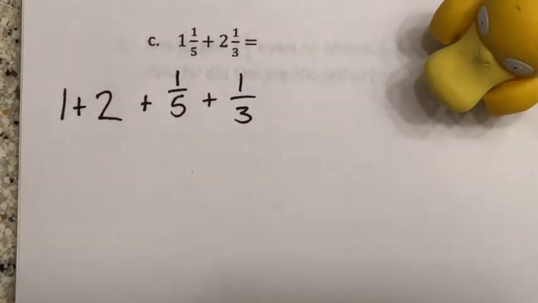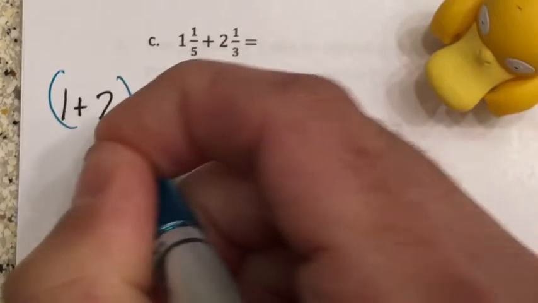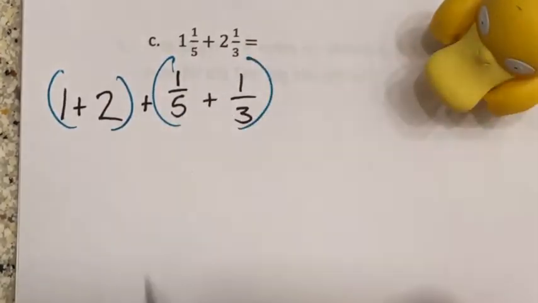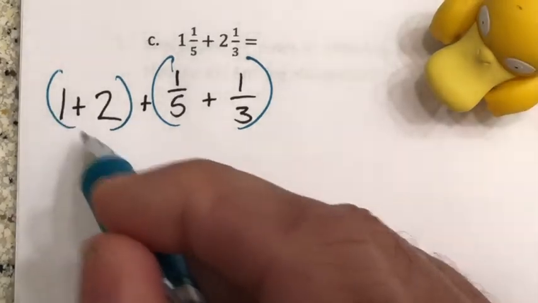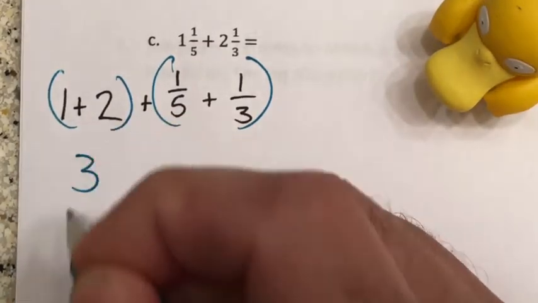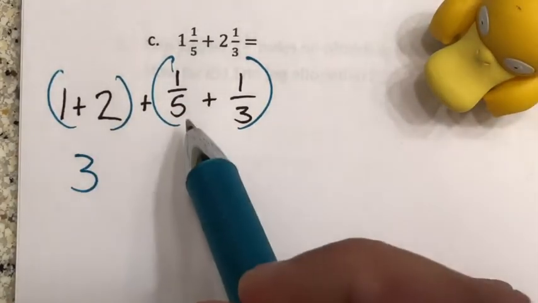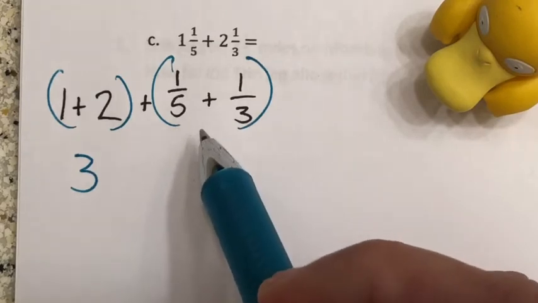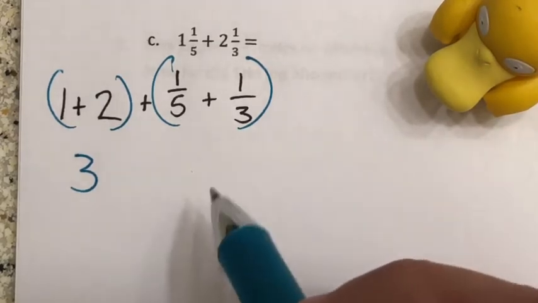Okay. Again, I'm going to group these in parentheses, just to keep my own thoughts straight. 1 plus 2 is, again, 3. And now, ladies and gentlemen, I have to figure this out. What's the lowest common denominator between 5 and 3?